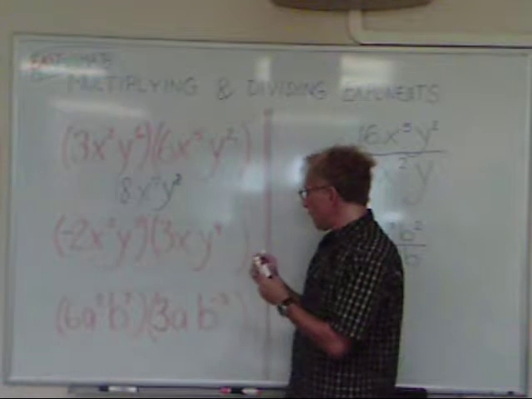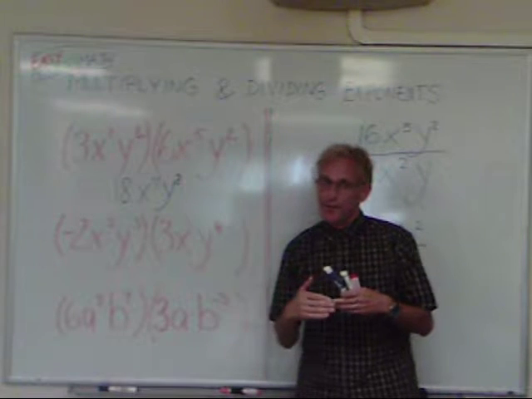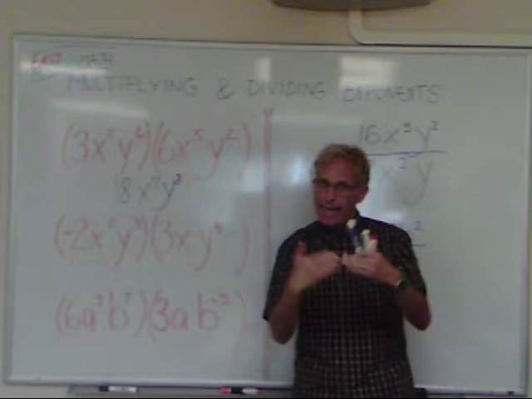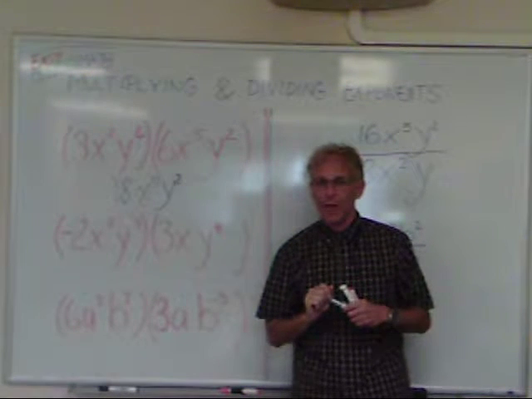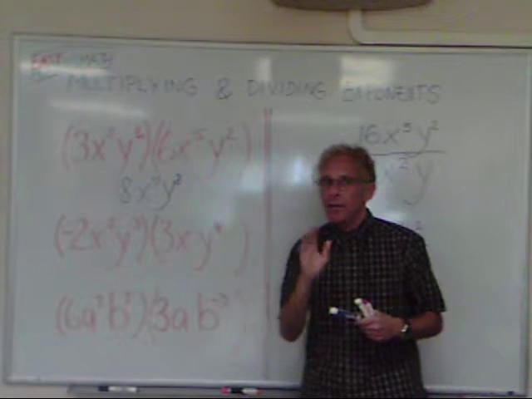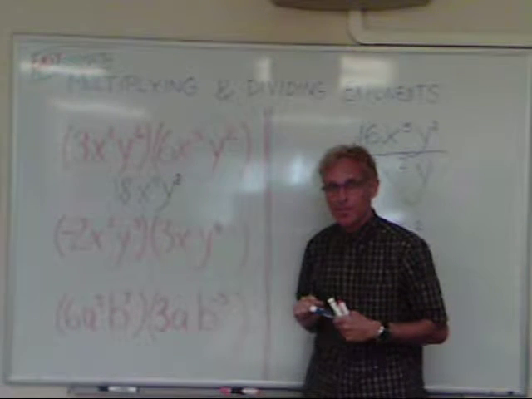Now, be careful if you ever have negative exponents along the way, because remember, when you add a negative to a positive, you're actually subtracting. It's your rules of signed numbers. Keep that in mind when you add exponents in multiplication.